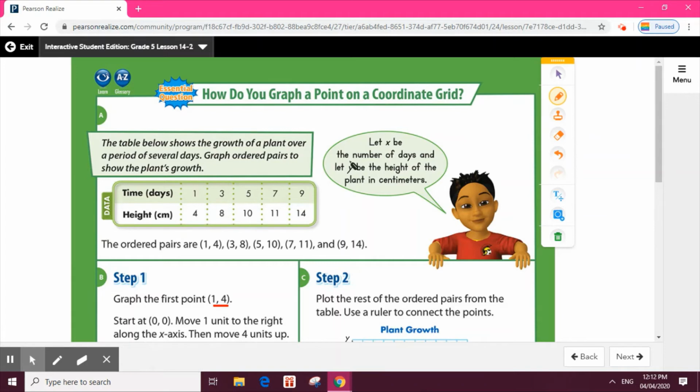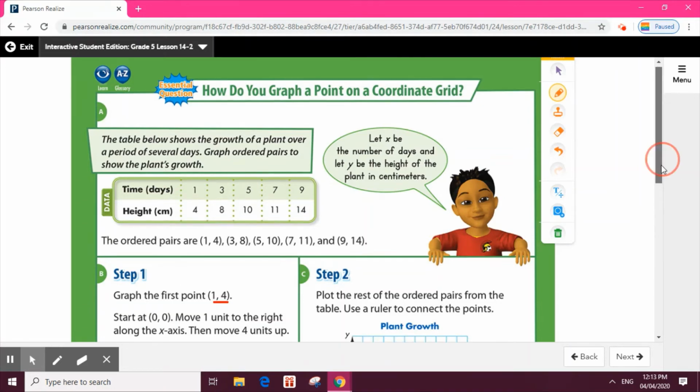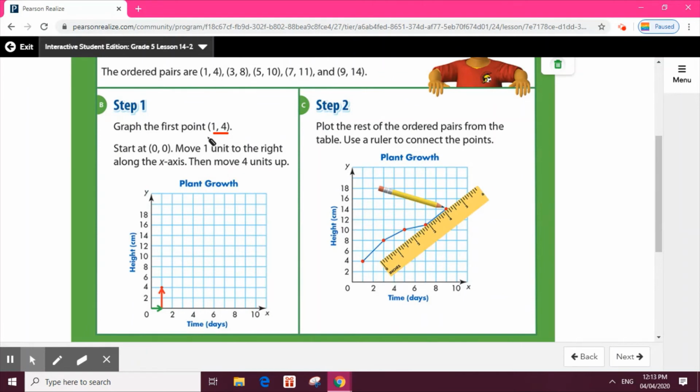Now let x be the number of days and y be the height of the plant in centimeters. Simply means we have x coordinates and y coordinates. So we have the ordered pairs 1, 4, 3, 8, 5, 10, 7, 11, and 9, 14. Step 1. Graph the first point 1, 4. Remember, again, we have x coordinate and y coordinate.